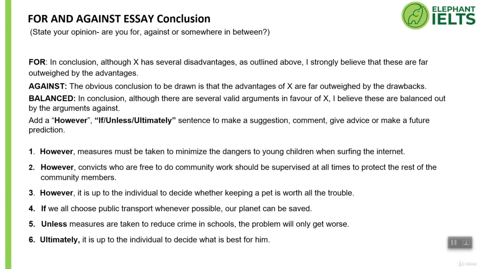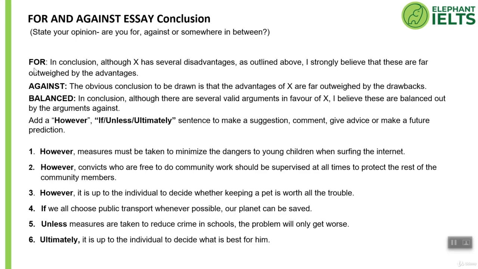And of course, you must finish with a conclusion. In the conclusion, you must state your opinion. Are you for? Are you against? Or do you have a balanced view of the topic? Here are some sample conclusions which you can follow.